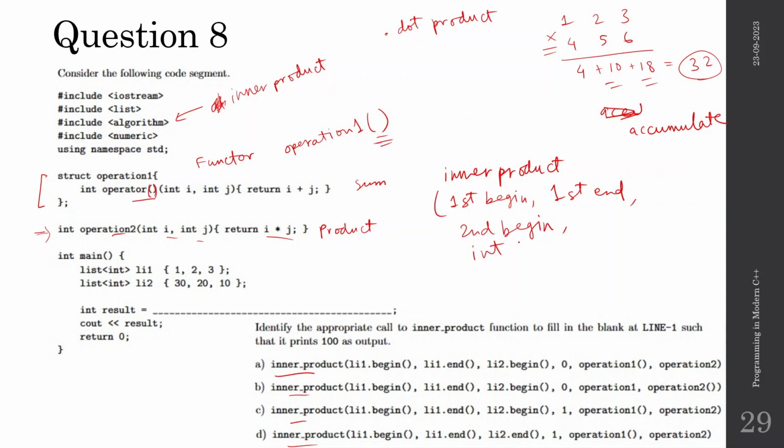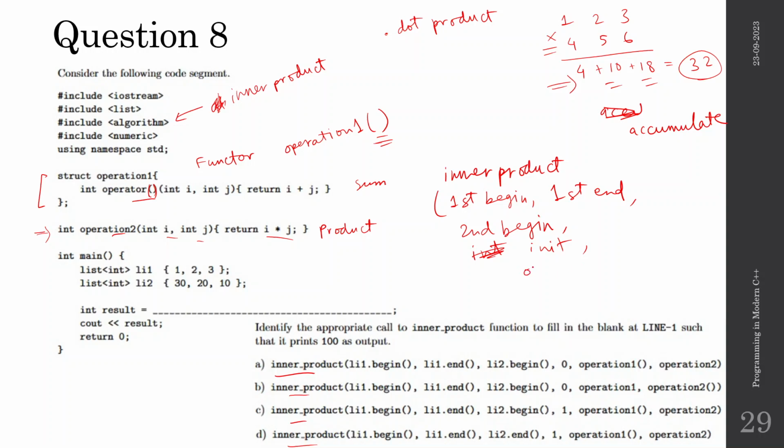Then we have the init value. Now what is this init value? In this case you can see that we are summing, right? Wherever some summation is involved, there is some initial value that has to be considered. That initial value is specified as the fourth argument.